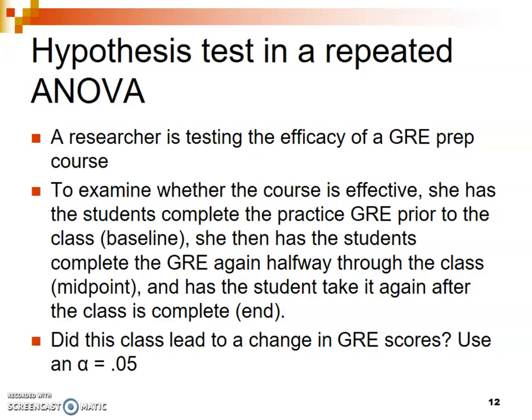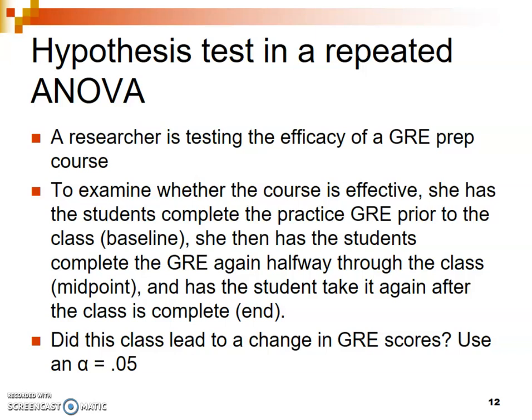Some things I wanted to point out in terms of this question. First, we have three different conditions or three different time points that we're comparing to each other. Those three different time points that are being compared are the baseline, the midpoint, and the end GRE scores. So we know that this is a repeated measures ANOVA, also known as a within subjects ANOVA, because we have the same people being measured at each of those three time points.